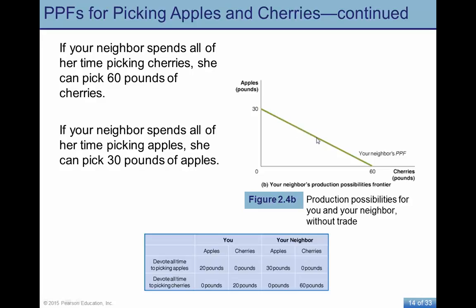Shows PPF of your neighbor. She can either pick 30 pounds of apples or she can pick 60 pounds of cherries. You can see in this data, if she picks 30 pounds of apples, she cannot pick any cherries. And if she picks 60 pounds of cherries, she cannot pick any apples.